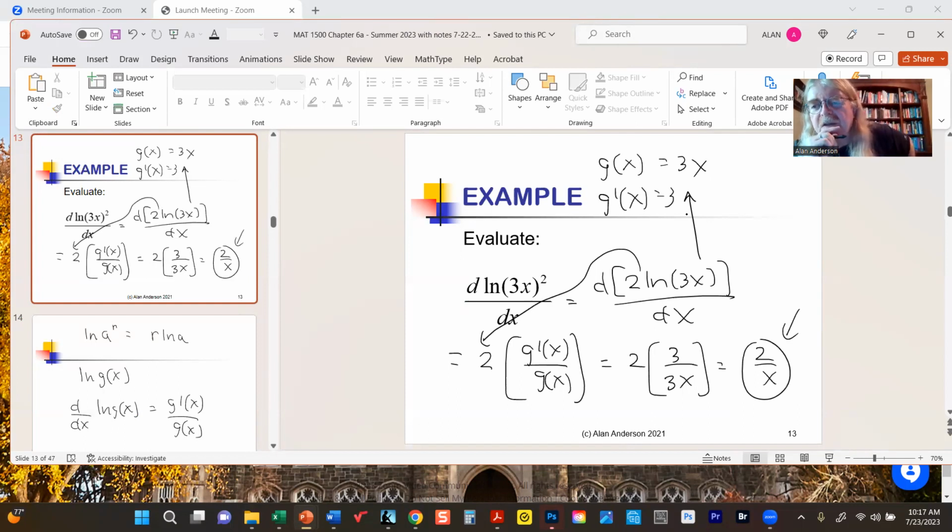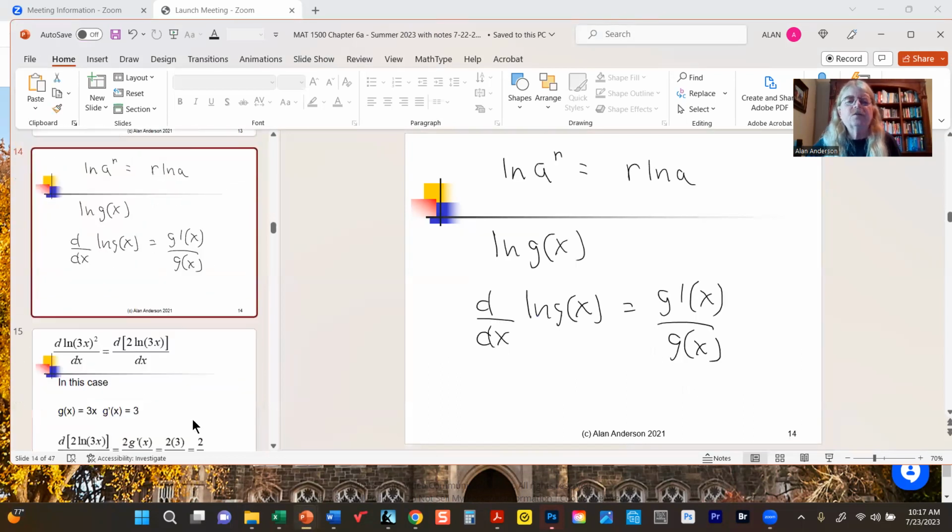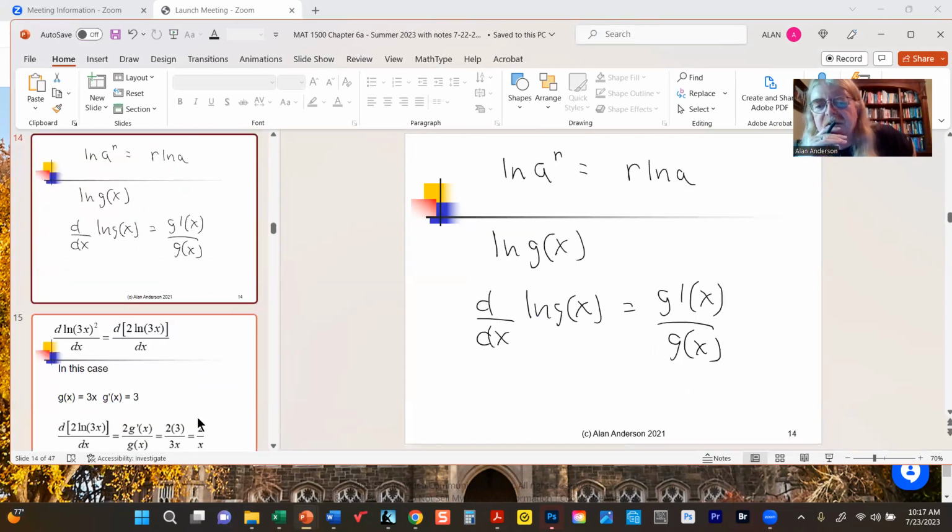So we basically did two things at once. We simplified the expression with the properties of logarithms, and then we calculated the derivative using the chain rule, which is specifically meant for logarithms. In other words, when we have the derivative of log of g of x, we end up with g prime of x over g of x.